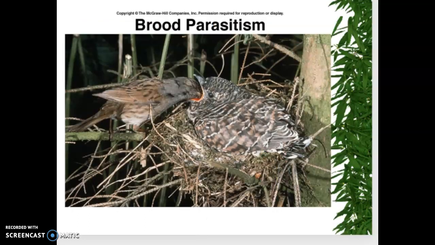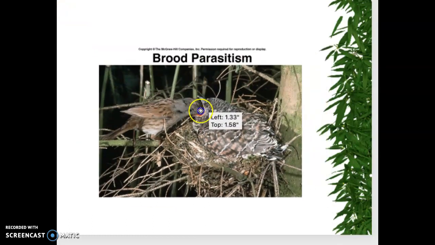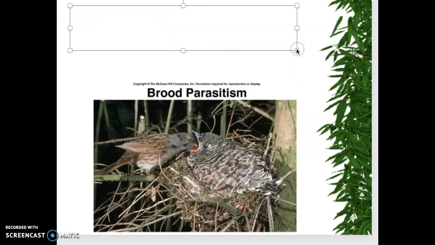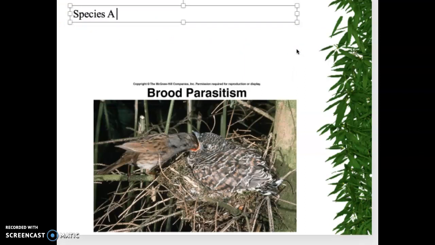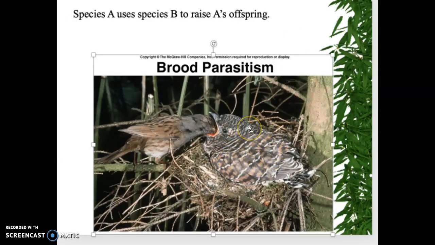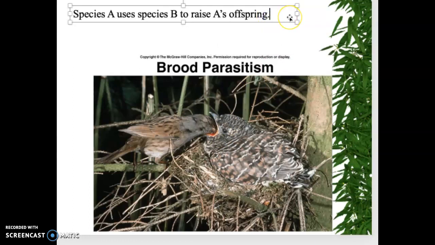So this is known as brood parasitism. In brood parasitism, one species uses another species to raise their offspring. And I'm just going to make it easy. Species A, so that's what's going on here. This is the baby cowbird. This is a sparrow. Mama sparrow's feeding the baby cowbird. Cowbirds have parasitized the sparrows. These are in Illinois.